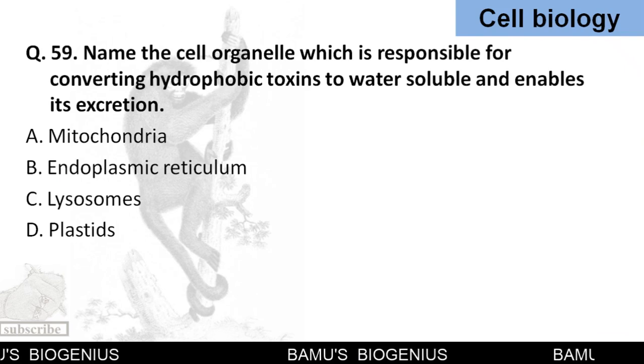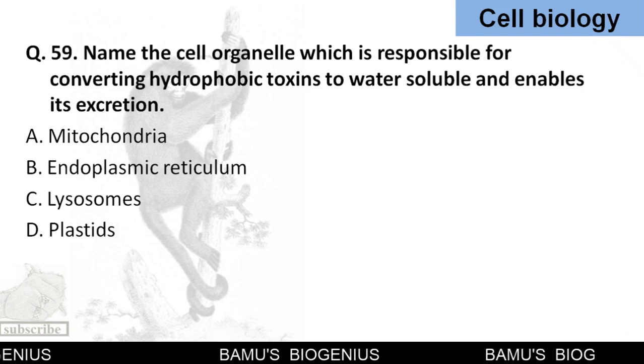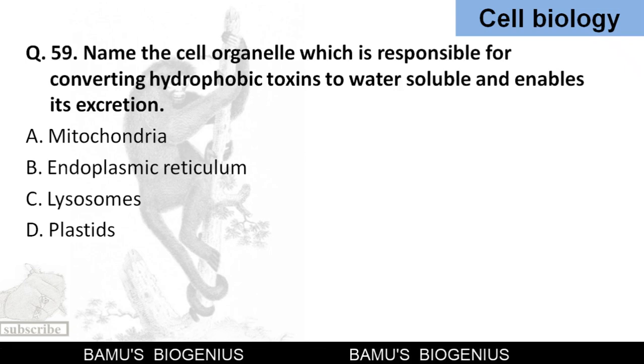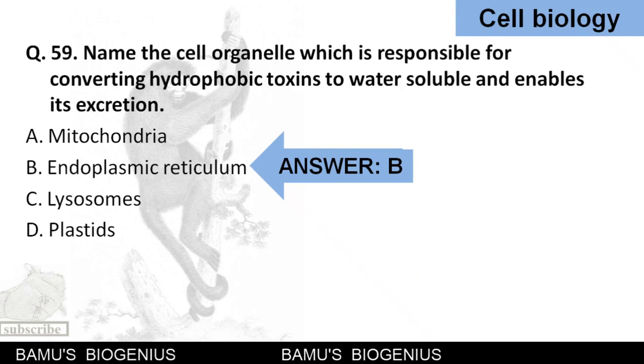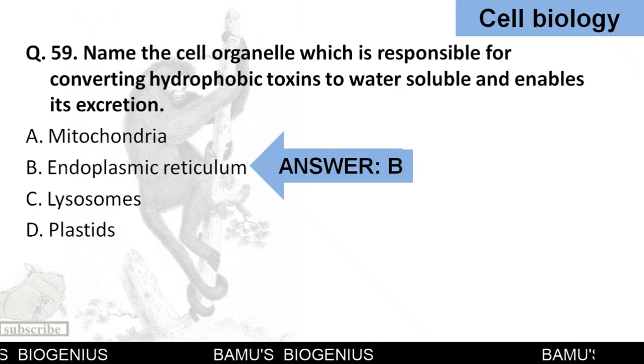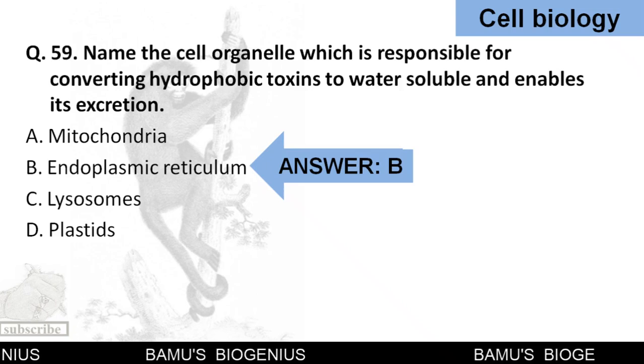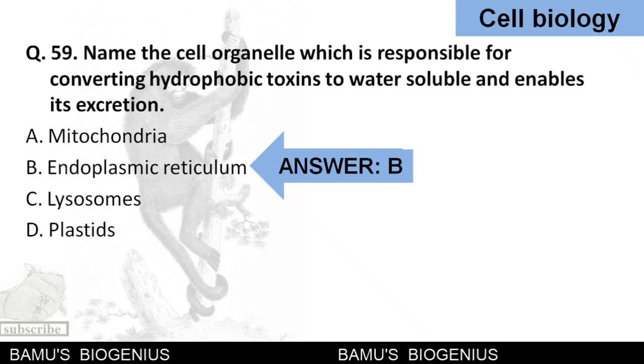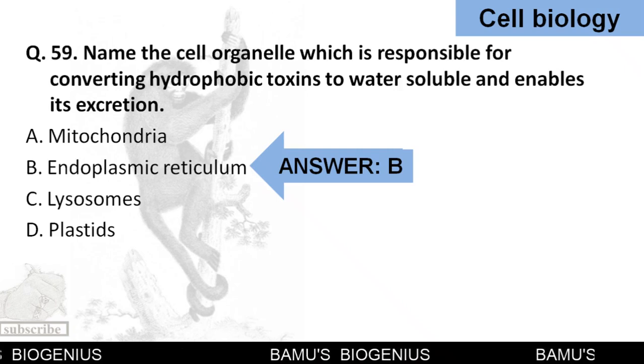Then question number 59. Name the cell organelle which is responsible for converting hydrophobic toxins to water soluble and enables their excretion. The options are mitochondria, endoplasmic reticulum, lysosomes, and plastids. The answer is B, endoplasmic reticulum. We know that the endoplasmic reticulum contains the P450 enzyme system, which is responsible for detoxification of any kind of harmful material. That detoxification involves converting these toxins into hydrophilic, water-soluble substances, and enabling them to be excreted out of our body.